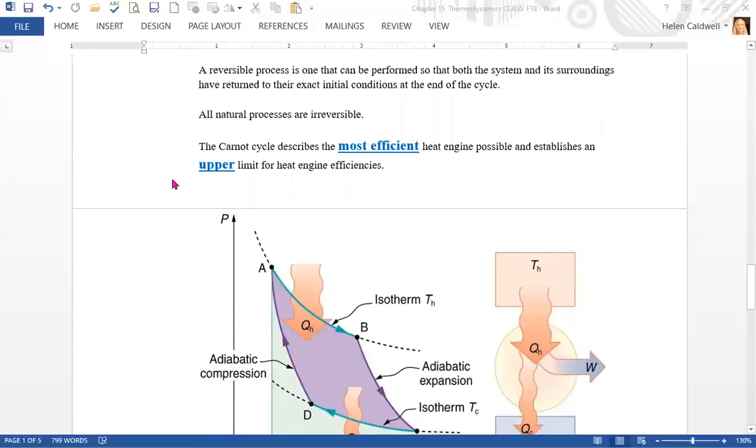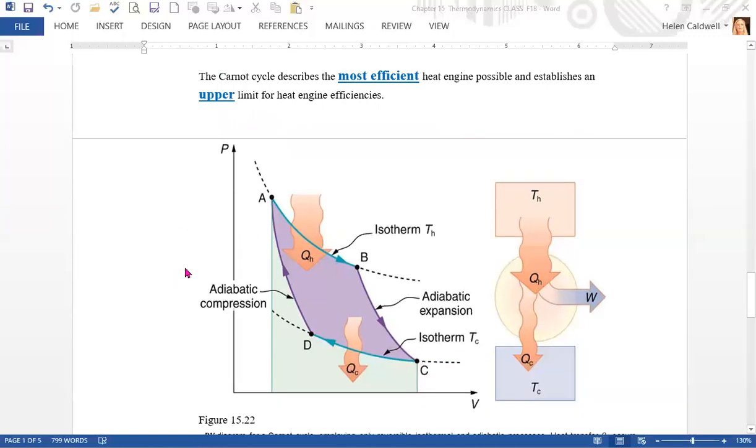What the Carnot cycle will do is describe the most efficient heat engine possible, and it gives us upper limits for heat engine efficiencies. So typically the diagram has 4 parts to it. You'd go from A to B on a curve, B to C on a curve, C to D, and D back up to A. So it goes round and round and round.